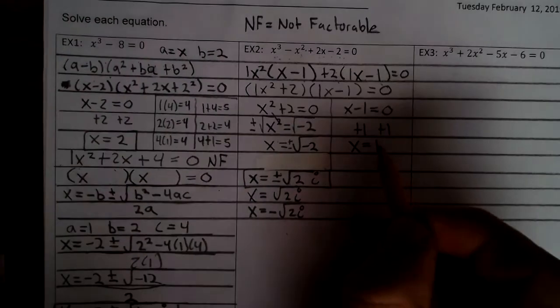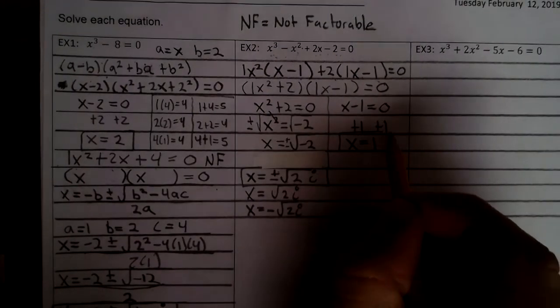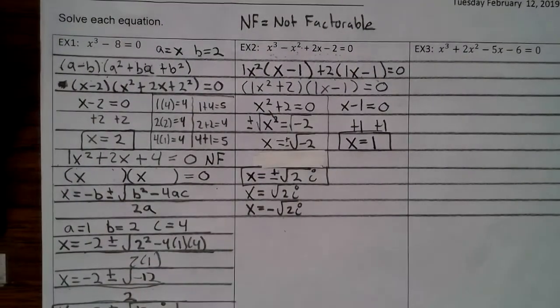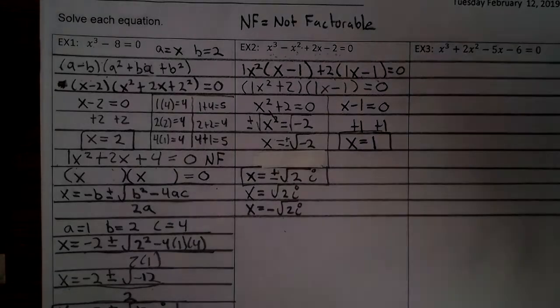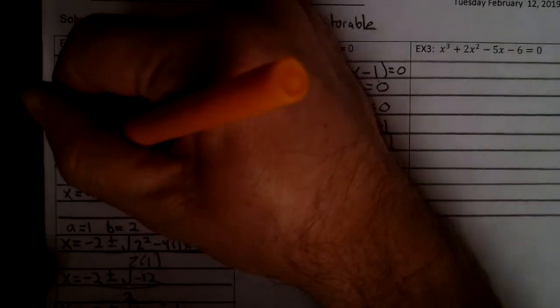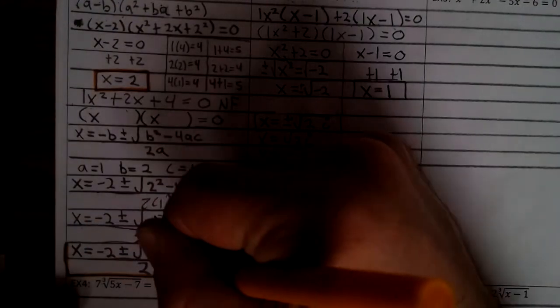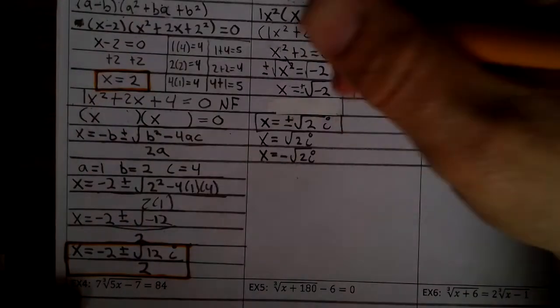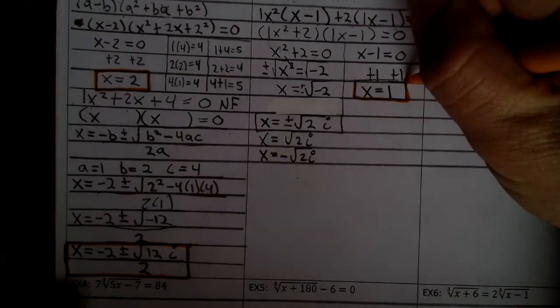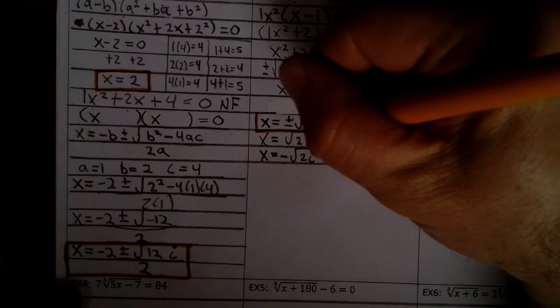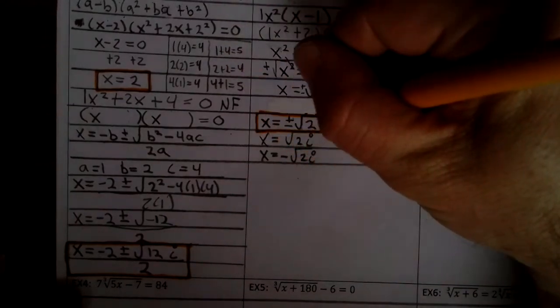And you box these in yellow so you can see which ones are which. So there's one of the solutions there. Here's a solution here. And then here's one of the solutions. Here's the other solution. All right, let's take a look at example 3.